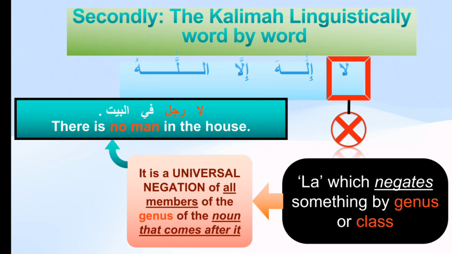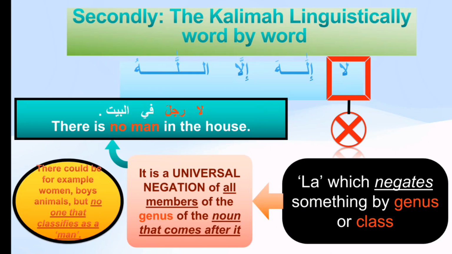As an example, if we go back to the example we're using about Zayd in the house, and we say that there is no man in the house, here you say La rajula. You want to negate that there's any man in the house. La rajula fil bayt. This basically means that there is no man, so anyone that classifies as a man is not in the house. That's what I mean by la, which negates something by genus or class. There could be, for example, women, boys, animals, etc., but no one that classifies as a man, whether he's Arab, white, black, whoever, tall, short, disabled, old, young, as long as he classifies as a man, he is not included.